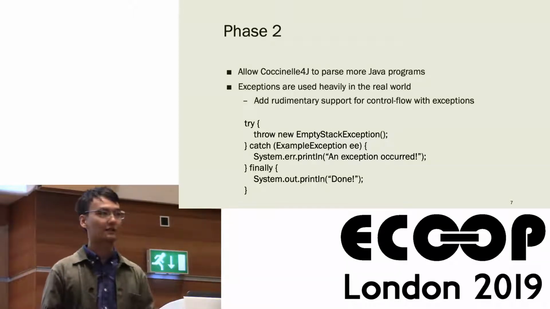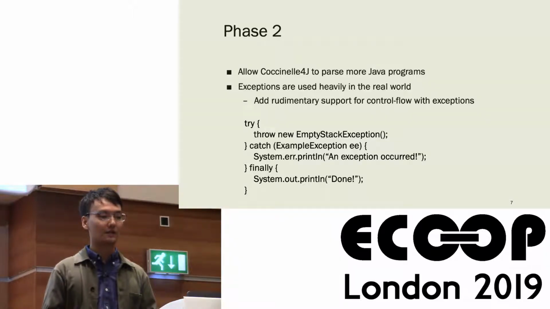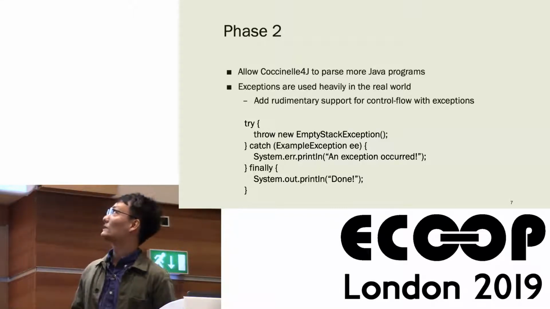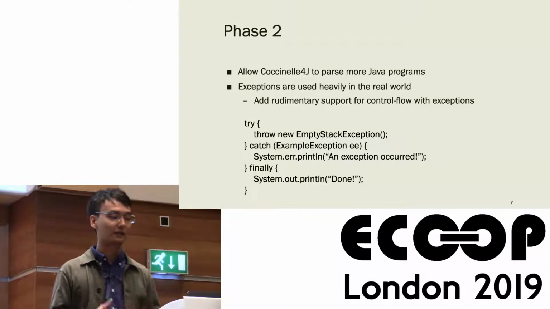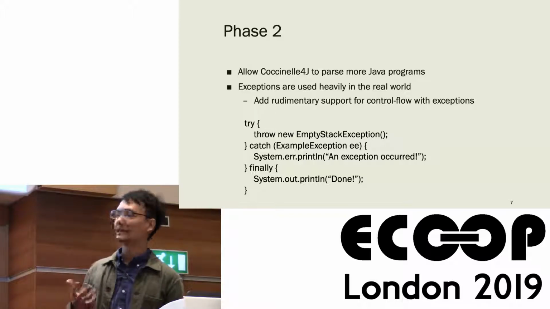In the second phase of development, we wish to allow Coccinelle 4J to parse and process a wider range of Java programs. And as such, we target exceptions, which are used heavily in the real world. So we added some rudimentary support for control flow with exceptions. And here we have some basic example of what that looks like, in which we handle try, catch, and finally.